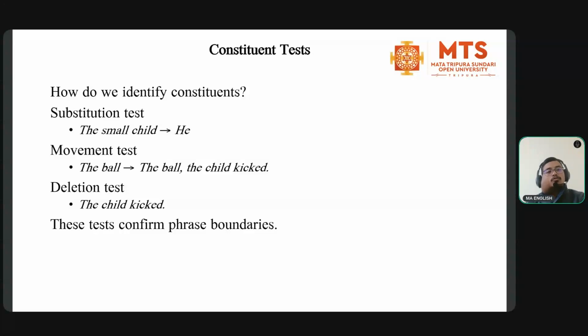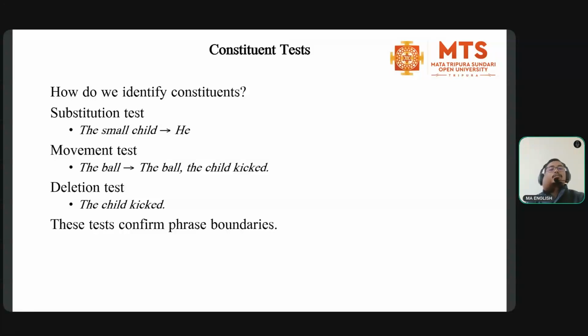So there are three main tests discussed in this unit. The first one is the substitution test, then the movement test, and the deletion test. So these tests are not mathematical rules. They are practical tools. If a group of words passes these tests, we can say it is a constituent.